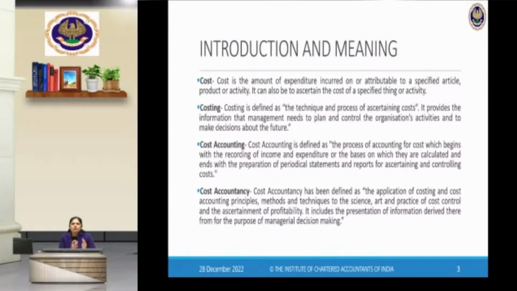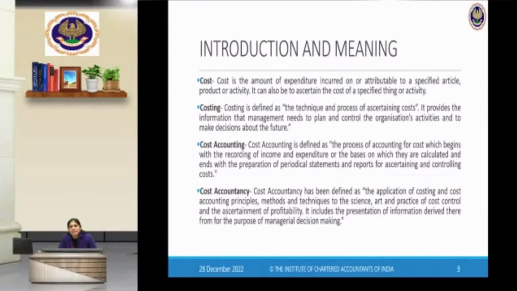So we have the cost of different products or different cost objects. We have the cost with us. Now, as we have ascertained the cost, how to record that income and expenditure and cost so that they are calculated and they end with the preparation of periodical statements and reports. So cost accounting is all sorts of recording, then making all sorts of periodical statements and reports, again for the management, for the users of cost accounting, for decision making, for controlling costs. So all this aspect of recording comes under cost accounting.